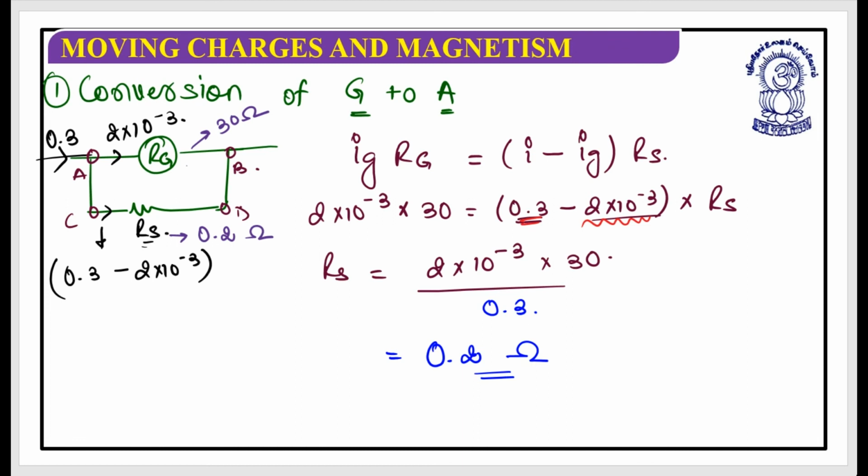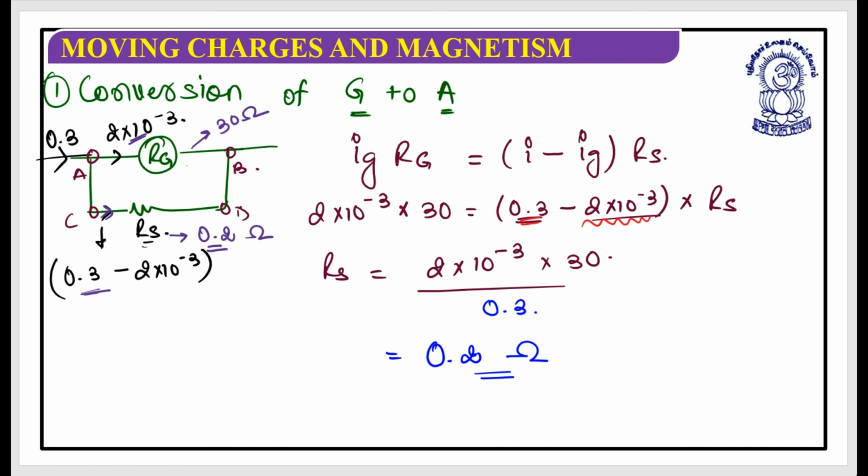As this resistance is much lower, most of the current, approximately the complete current, because we have considered it as 0.3, passes through this; very little current passes through the galvanometer, and most of the current passes through the shunt. I hope this is clear. So this is the resistance that needs to be connected in parallel with the galvanometer, so that it can behave as an ammeter.